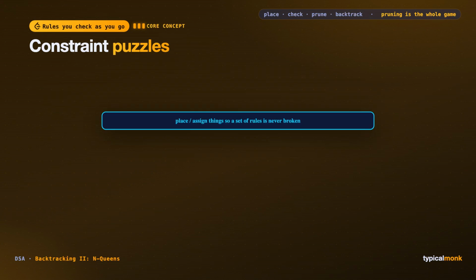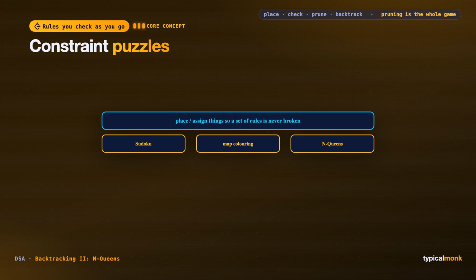Let us dive in. Let us start by naming the family of problems we are entering, because recognizing it is half the skill. A constraint puzzle is one where you must place or assign things such that a set of rules, the constraints, is never broken. Fill in a Sudoku grid so no digit repeats in a row, column, or box. Color a map so no two neighbors share a color. Place queens so none attack each other. In every case, you are building an arrangement piece by piece, and every piece you add must respect the rules given everything placed so far.